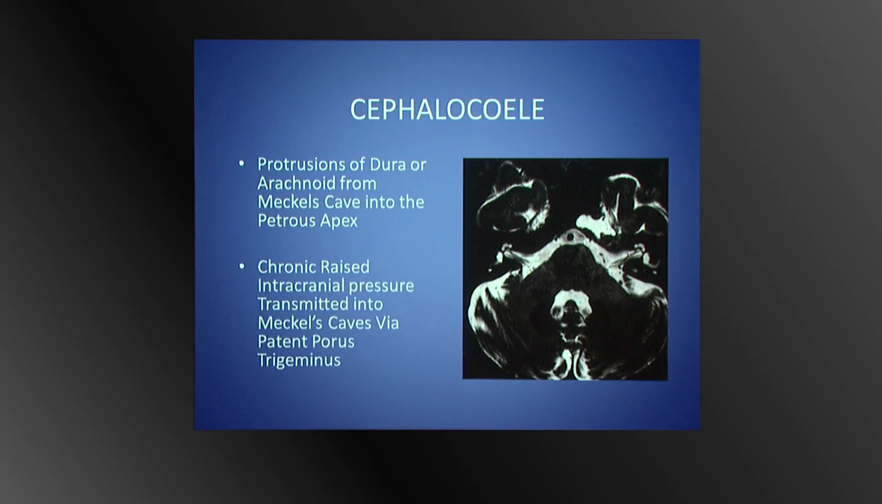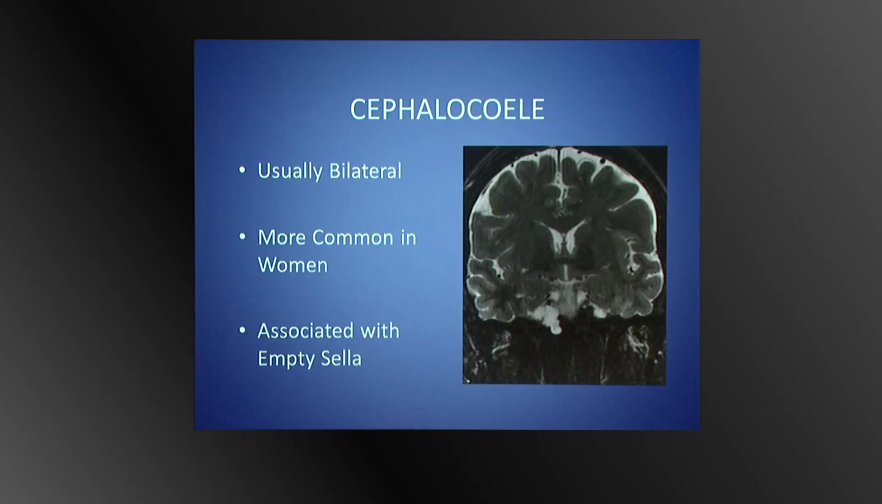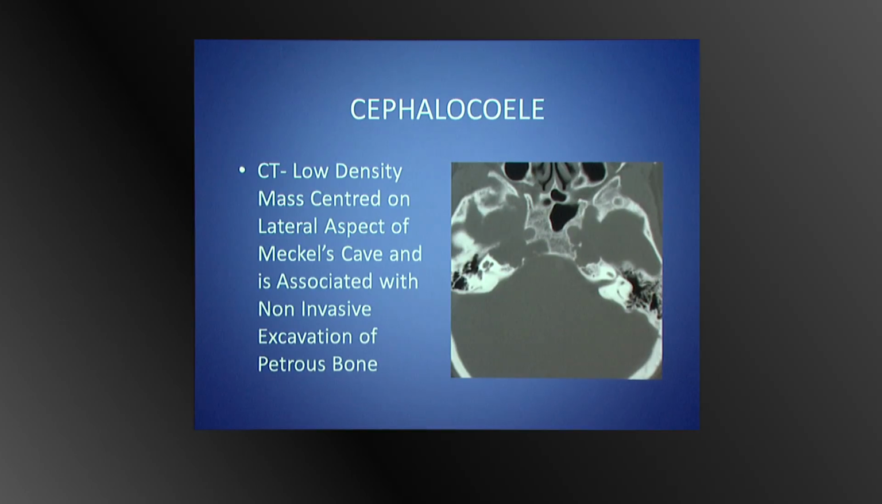It's an entity that's more common in women, often associated with empty sella, and really it's not a true cephalocele as we know them, in that there's no breach of the skull base, although there may be, but generally there isn't, and it just excavates the apex. Cephalocele usually bilateral, but maybe apical, as I said, more common in women, and it's associated with empty sella, and you can see it has a typical excavatory type pattern on the apex.